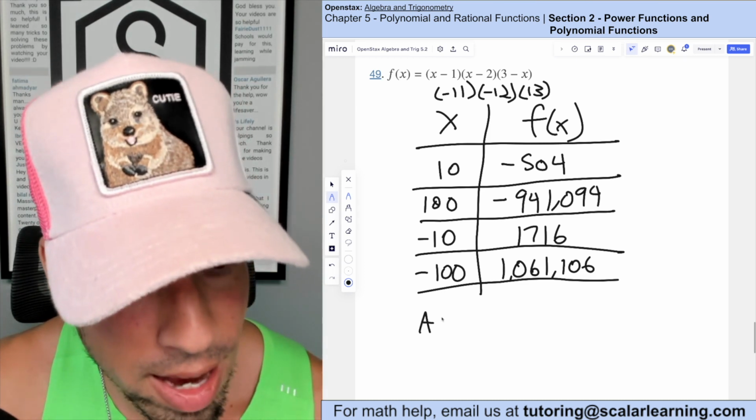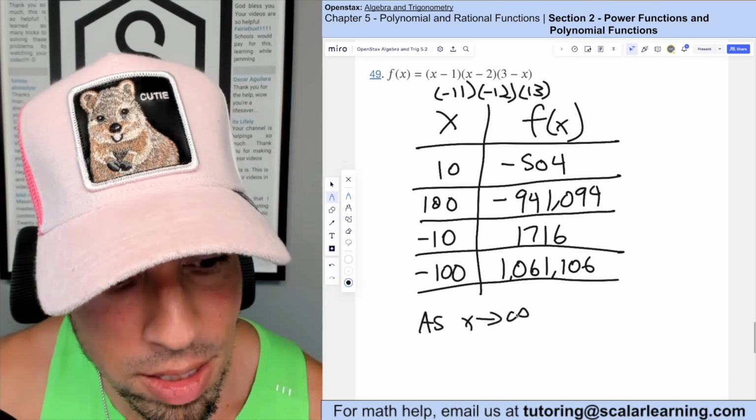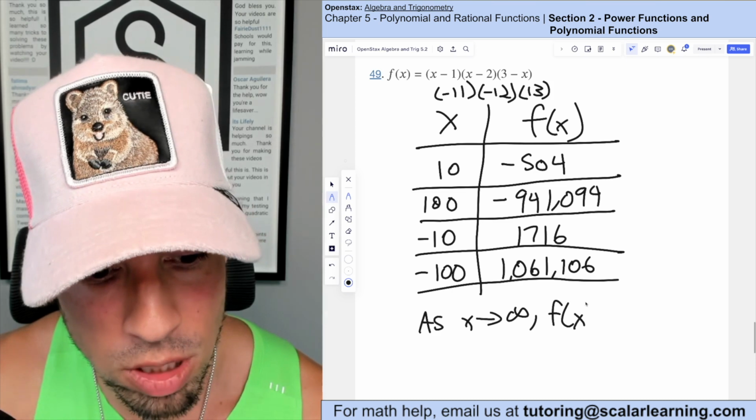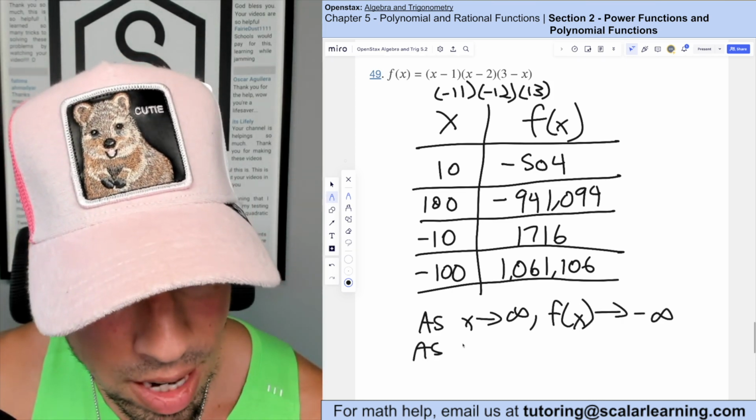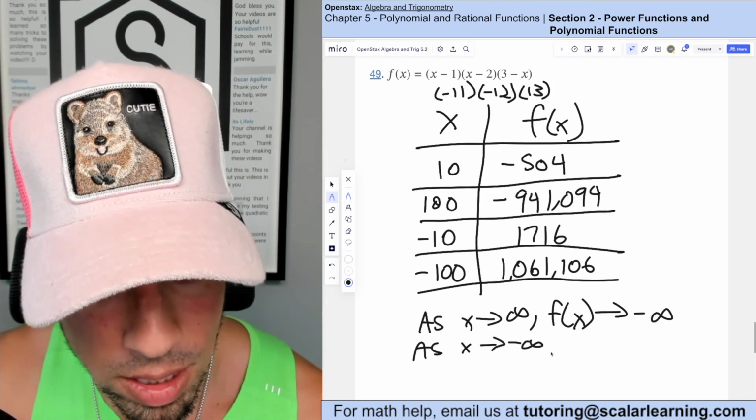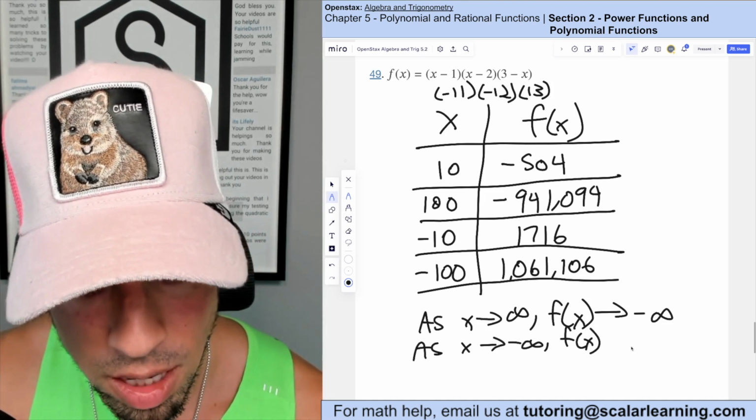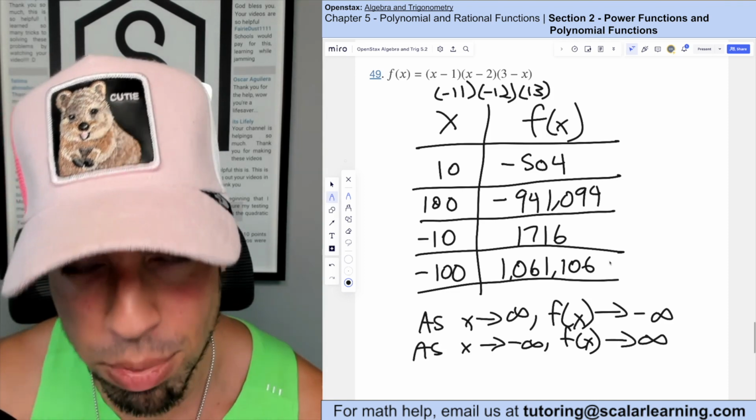So we have as x approaches positive infinity, the function value seems to be going the opposite way towards negative infinity. And then as x approaches negative infinity, the function value is instead approaching positive infinity, boom, done.